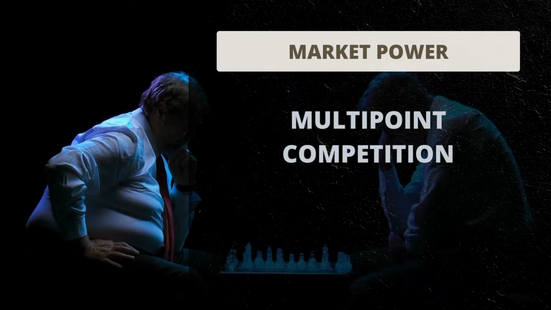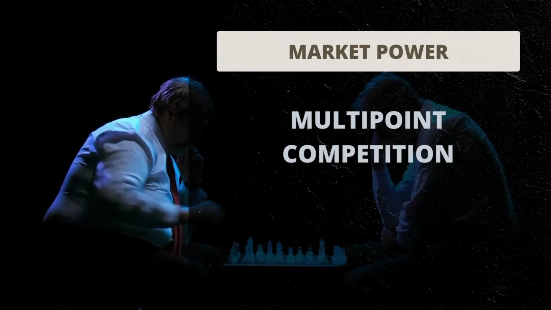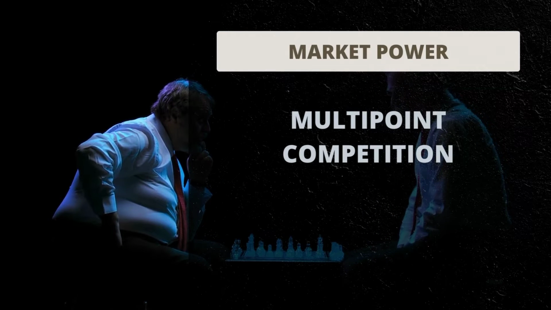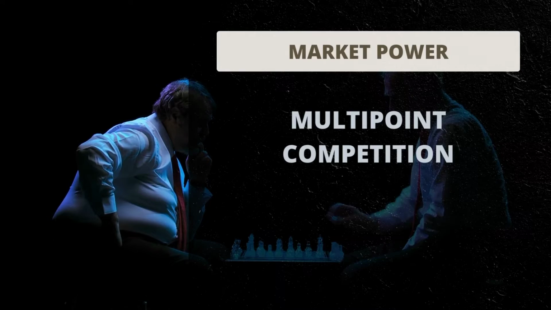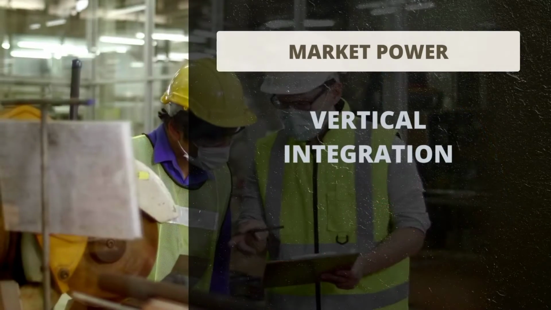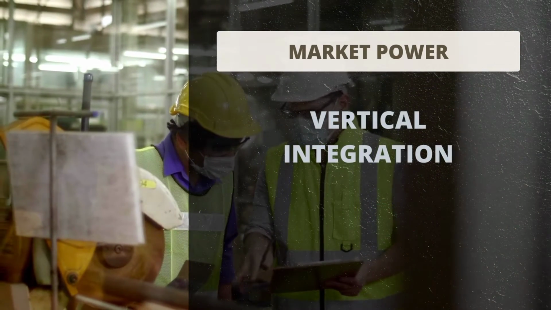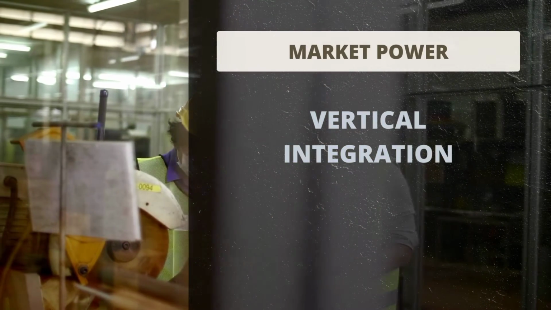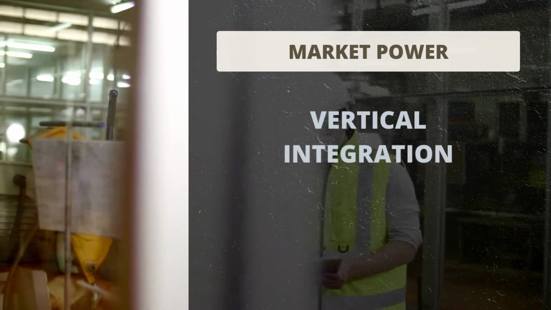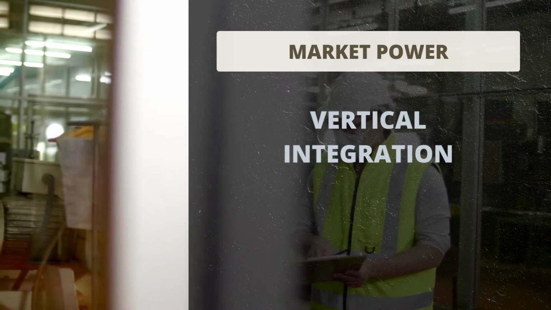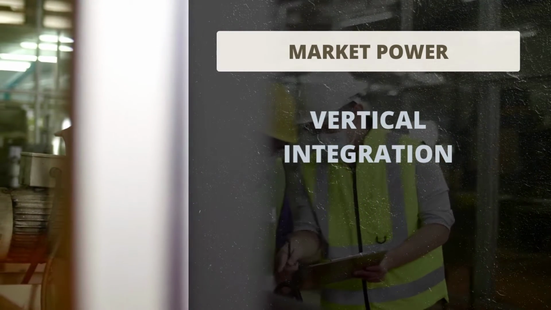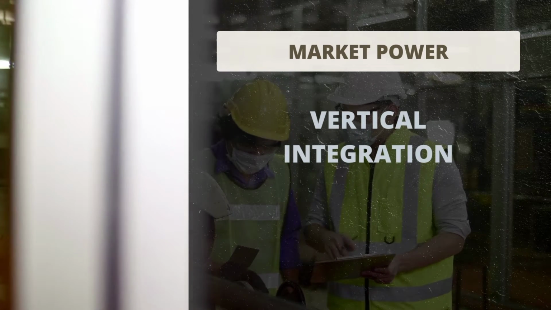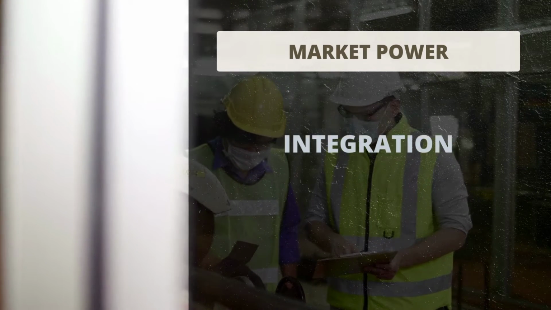Multi-point competition exists when two or more diversified firms simultaneously compete in the same product areas or geographical markets. Vertical integration exists when a company produces its own inputs, or backward integration, or owns its own source of output distribution, or forward integration. Vertical integration is commonly used in the firm's core business to gain market power over rivals.